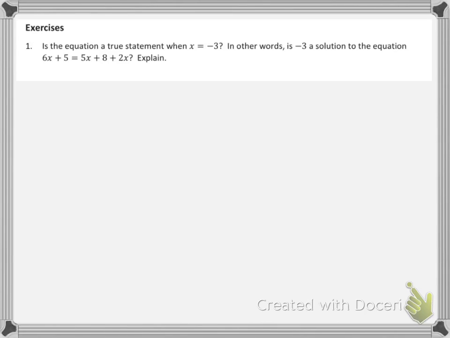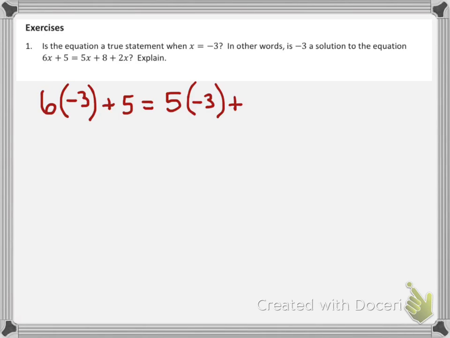So let's rewrite our equation. Here, let's try this. 6 times x, which is a -3, so 6 times -3, plus 5 is equal to 5 times x, which is a -3, plus 8 plus 2 times x, which is a -3. So we substituted every x, I put a -3 in by substituting. Okay, so now we can just simplify.